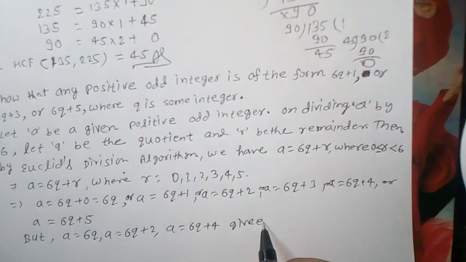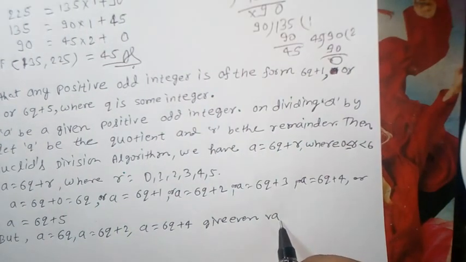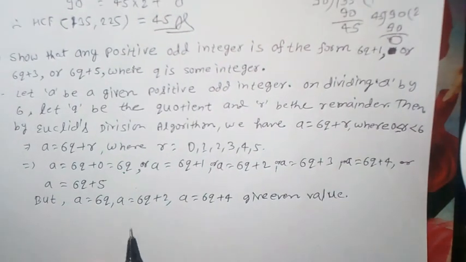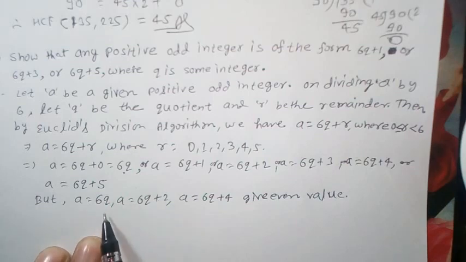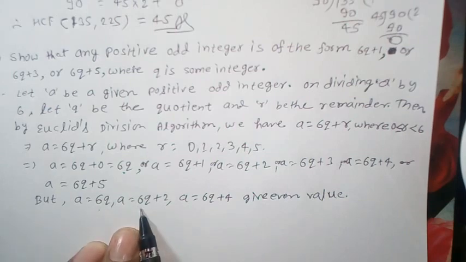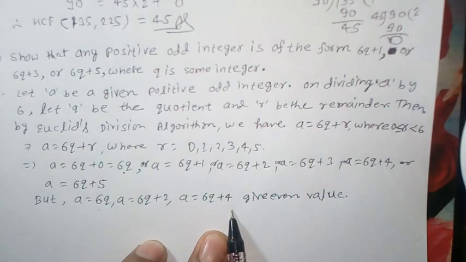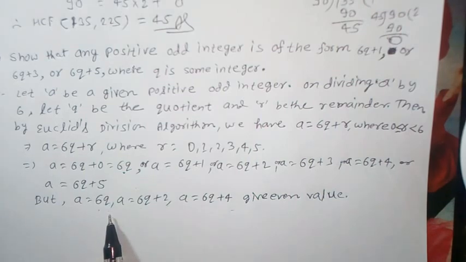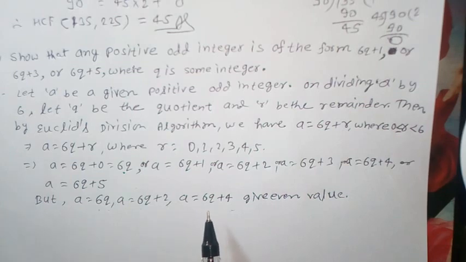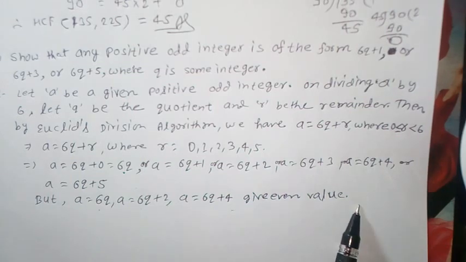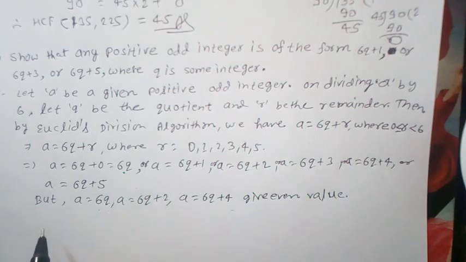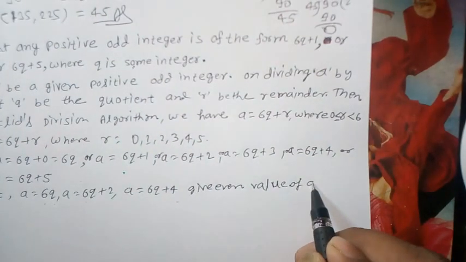give even values, because an even number is completely divisible by 2. 6 is divisible by 2, so 6q is even. 6q plus 2: 6q is even, then we add 2, so we get even. We add 4, then we also get even. So a is equal to 6q, 6q plus 2, 6q plus 4 give even values.